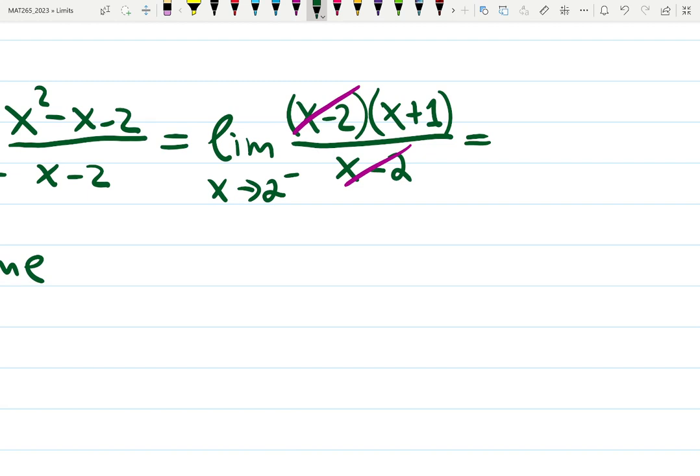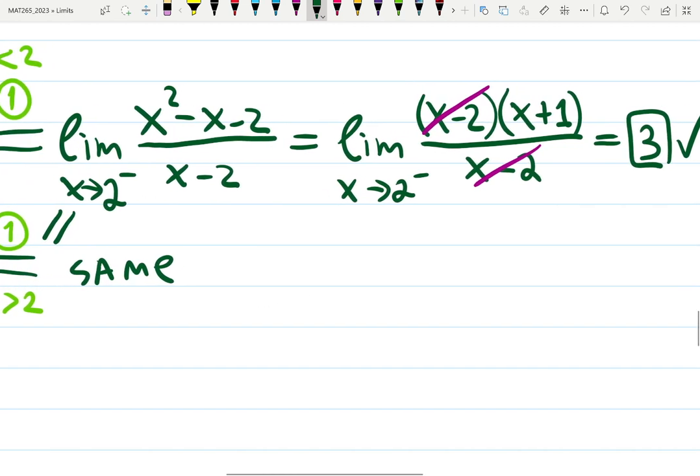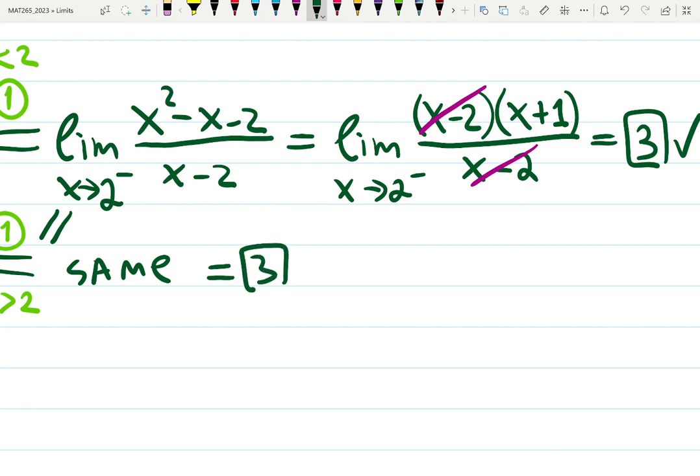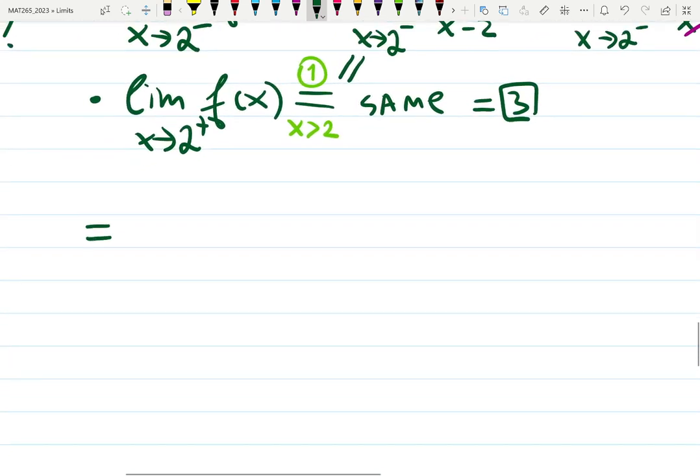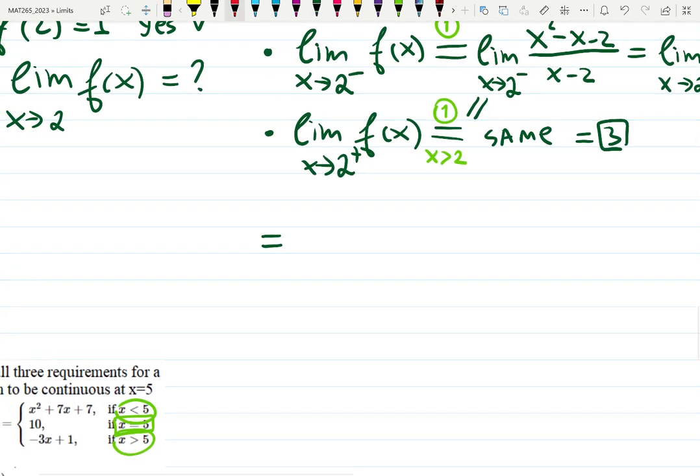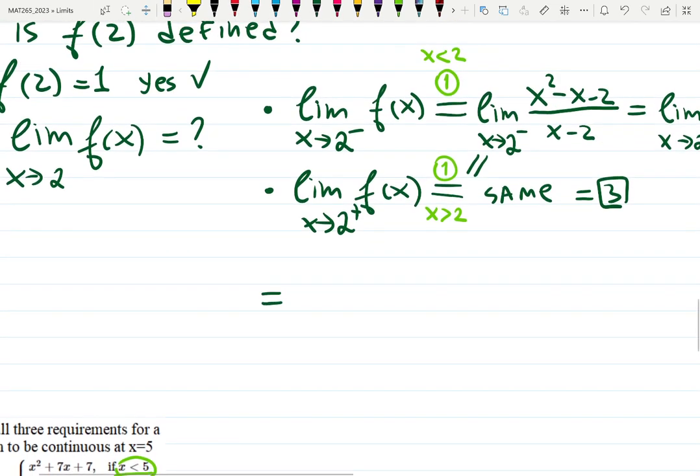I gave you steps in algebraic ways of working with limits. The last step is always the same: plug in and hope for the best. x plus 1 when x is 2 is 3. Yay. So that's how we work with limits algebraically. Guess what? This one will be 3 as well. The conclusion is, what's the limit? 3. It exists, like you said, because the left limit equals the right limit.